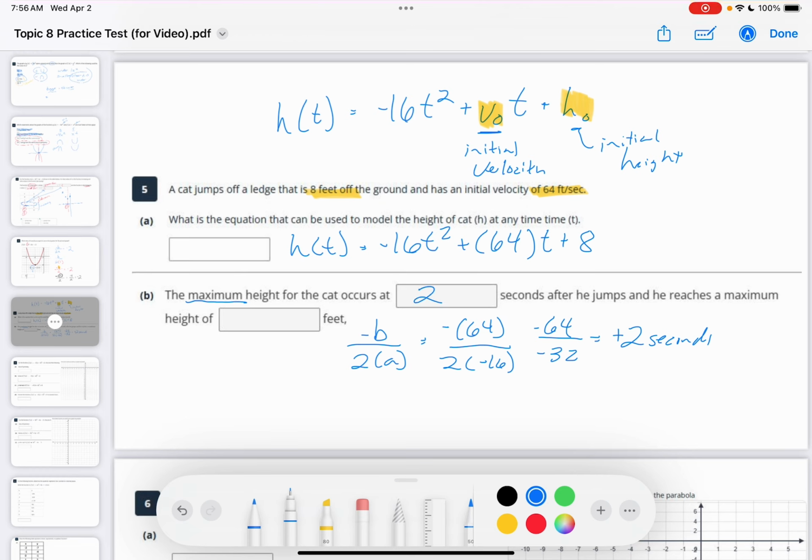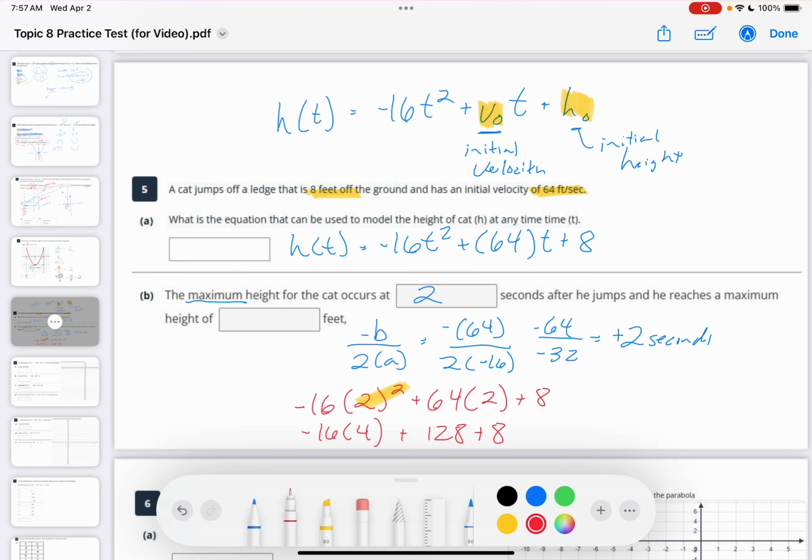We've got that part. Now that becomes our t value. So we're going to go to the equation. We're going to go -16 times 2 squared plus 64 times 2 plus 8. Just remember when you're doing this, that this part gets done first. So this is -16 times 4 plus 128 plus 8.